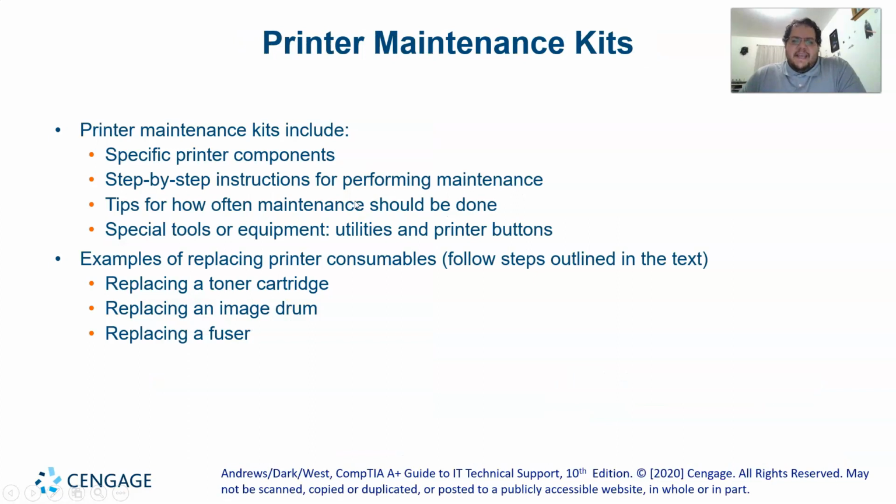Then you've got the maintenance kit. Maintenance kits have parts that need to be changed over time. It could be rollers, or the little buttons on it. They have pretty much everything you need, including special tools and tips on how to do it. Things you need to replace are the toner cartridge, the image drum, and the diffuser.